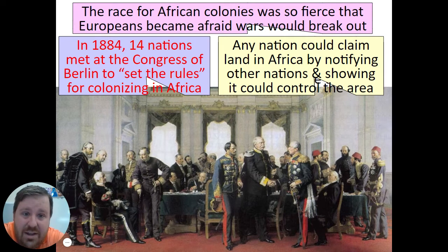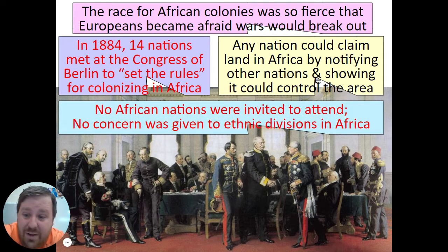So they decided that any European nation could claim land in Africa by notifying other European nations and showing that it could control the area. So if you let people know, hey, this is our land, and you can militarily control it and keep the indigenous people under control, then you've proven that you can control the area, and you let everybody know, and then you can have that area.